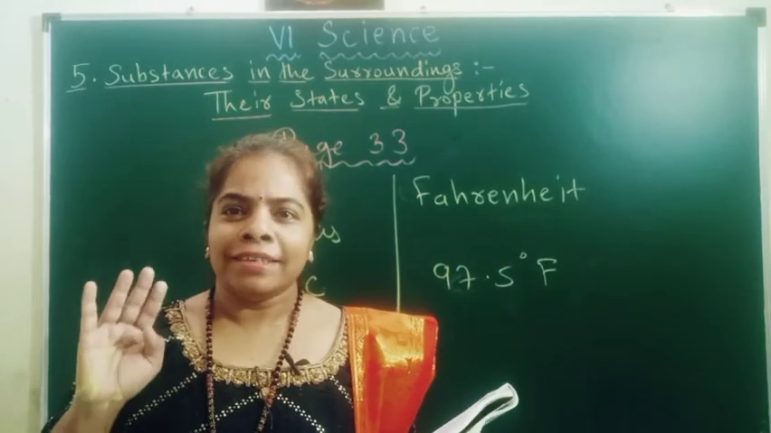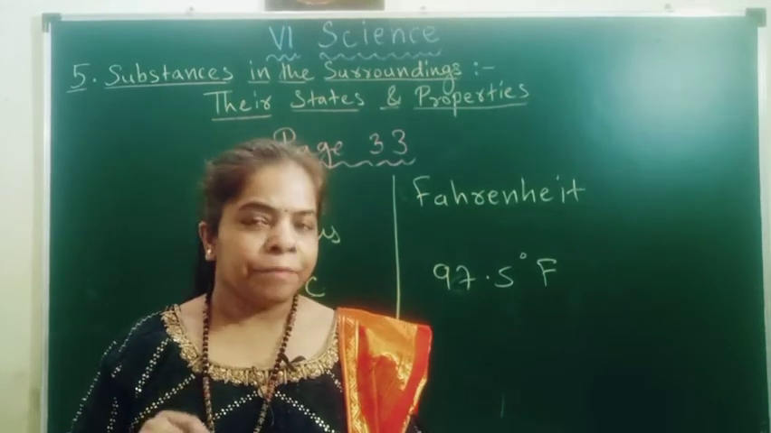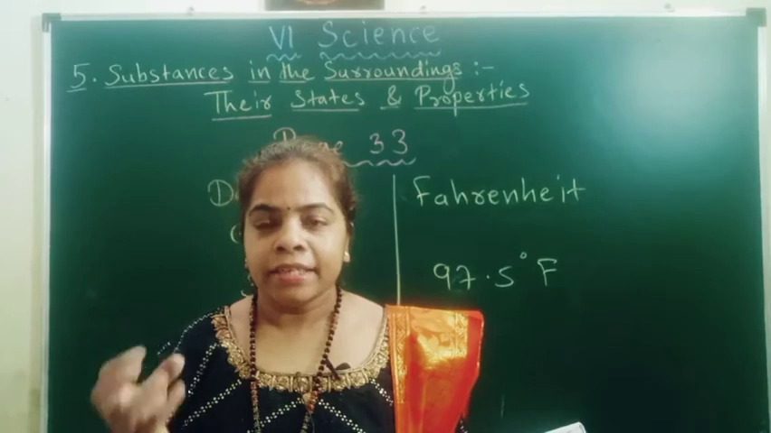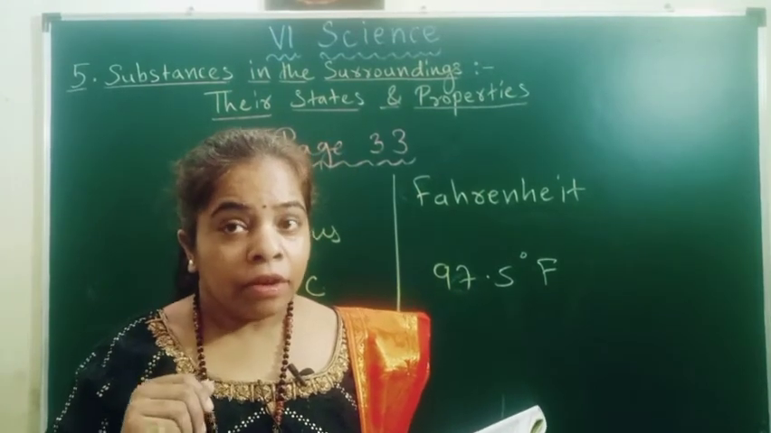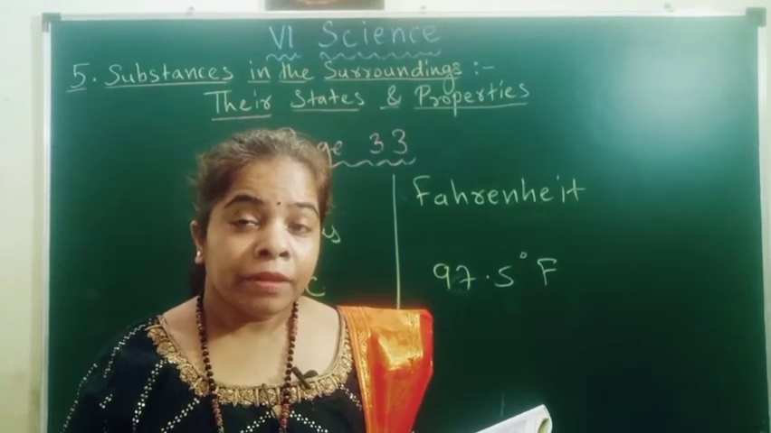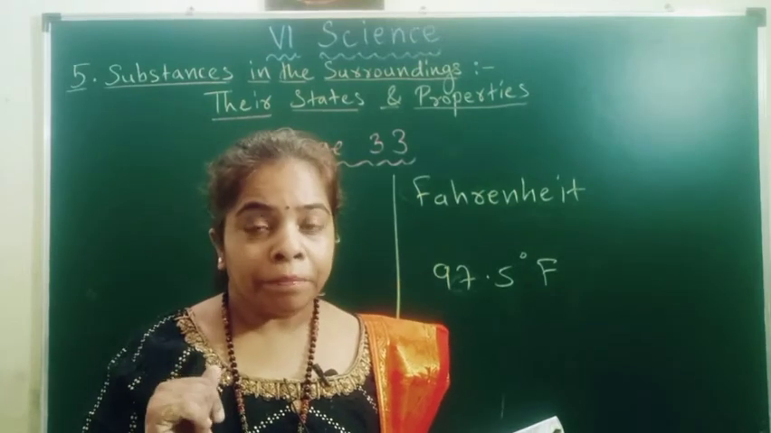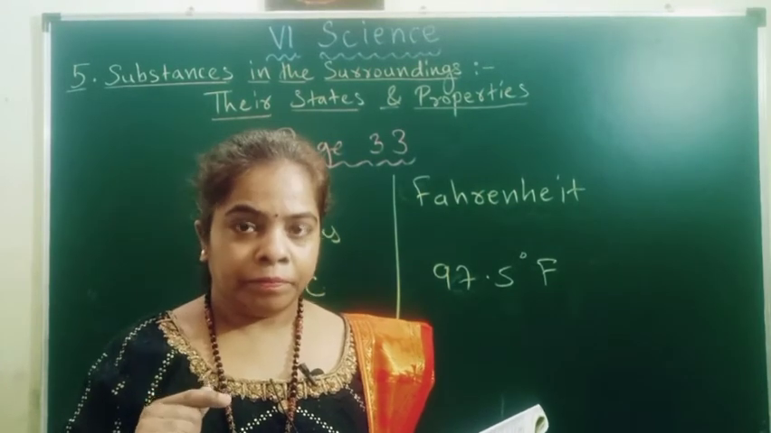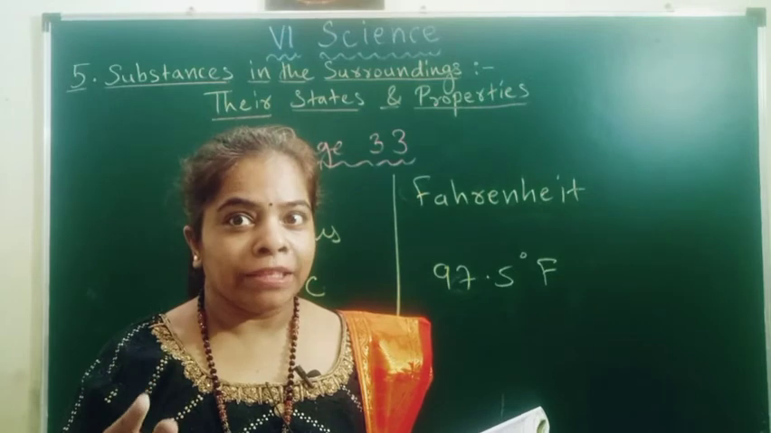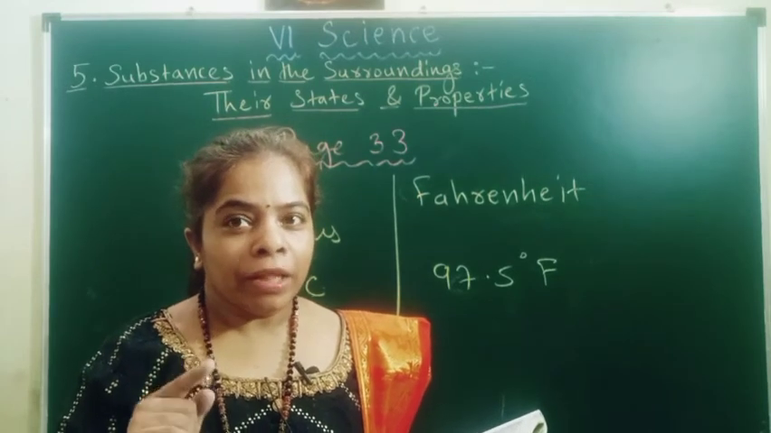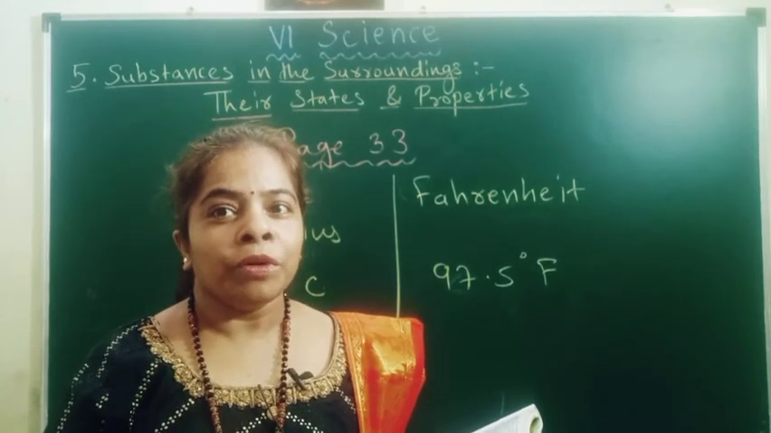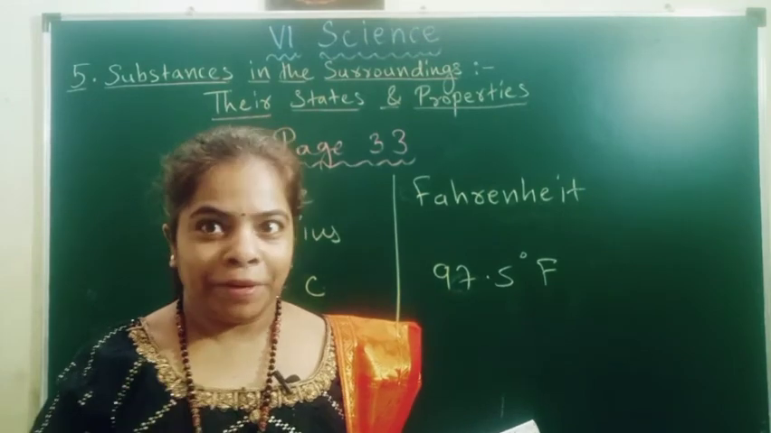Only this much is given on page number 33. The three different states, solid, liquid and gas, what happens when you heat them and what happens when you cool them, and a thermometer. These things are explained on page number 33. Now let's move to page number 34 to see what is given on that page.